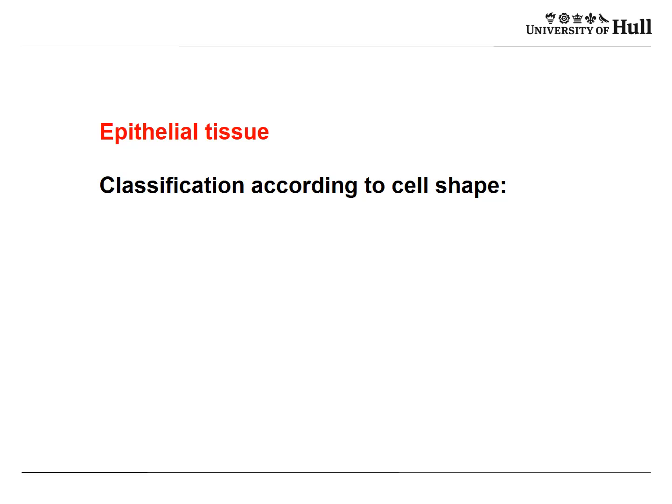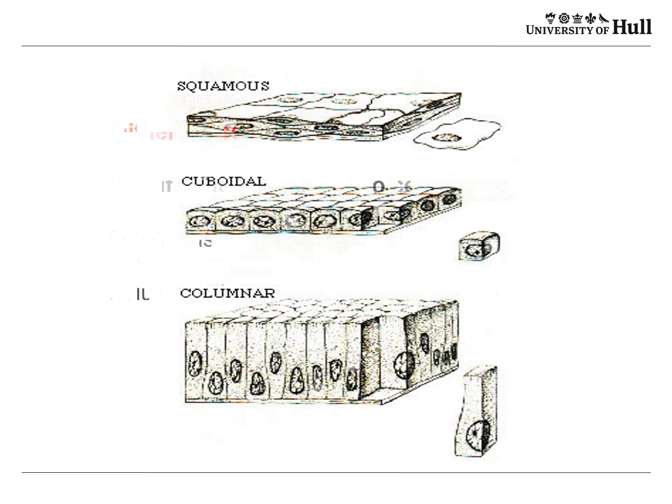Epithelial tissue can also be classified according to cell shape: squamous, cuboidal, or columnar, and the following diagram demonstrates this. Squamous means like a pavement. These are flat, so you find squamous epithelia in the skin.